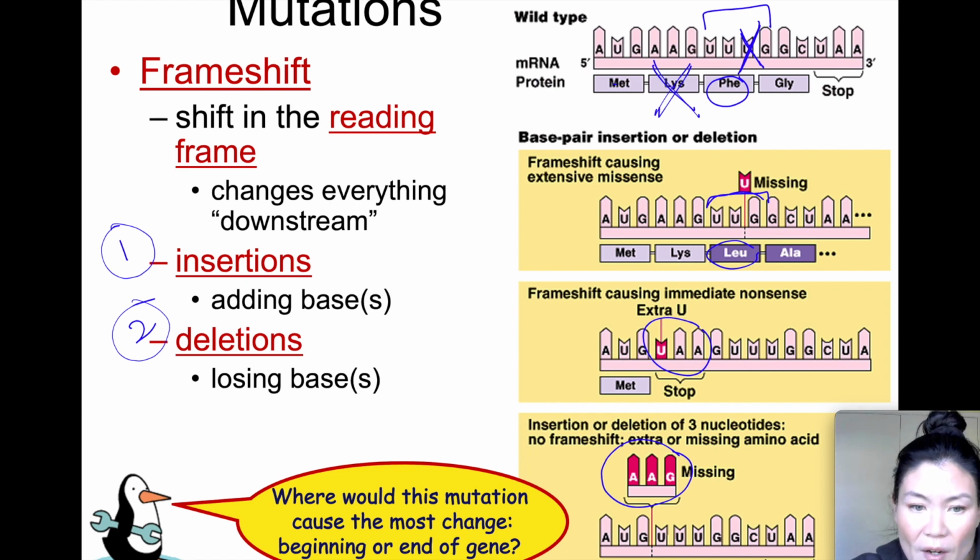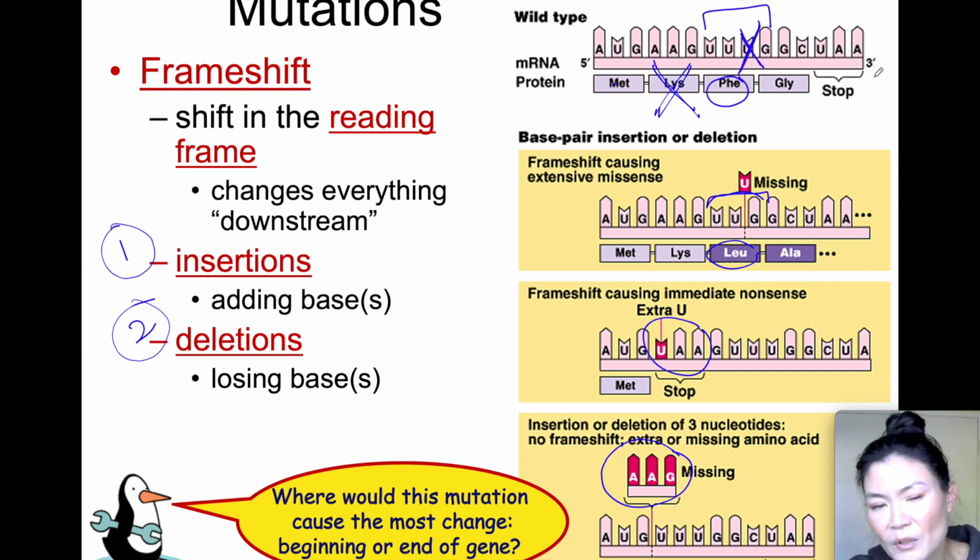So Filmer was asking, where would this mutation cause the most change, beginning or end? So if we have a mutation at the beginning or at the end, which one would have the biggest effect or the most change? It would be at the beginning, right? If you had it at the end, it would make a difference, but at least the frameshift is happening later on, right?